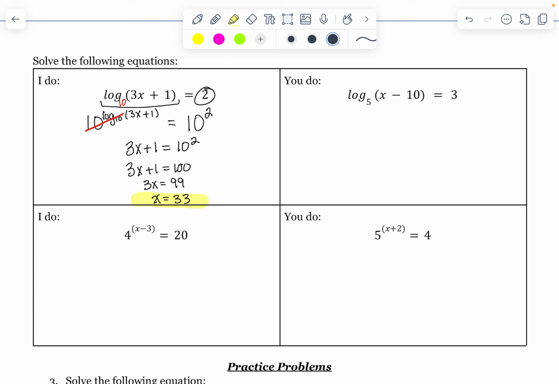So hopefully that's a good little refresher for you for a little bit of 212 and a little bit of 213.